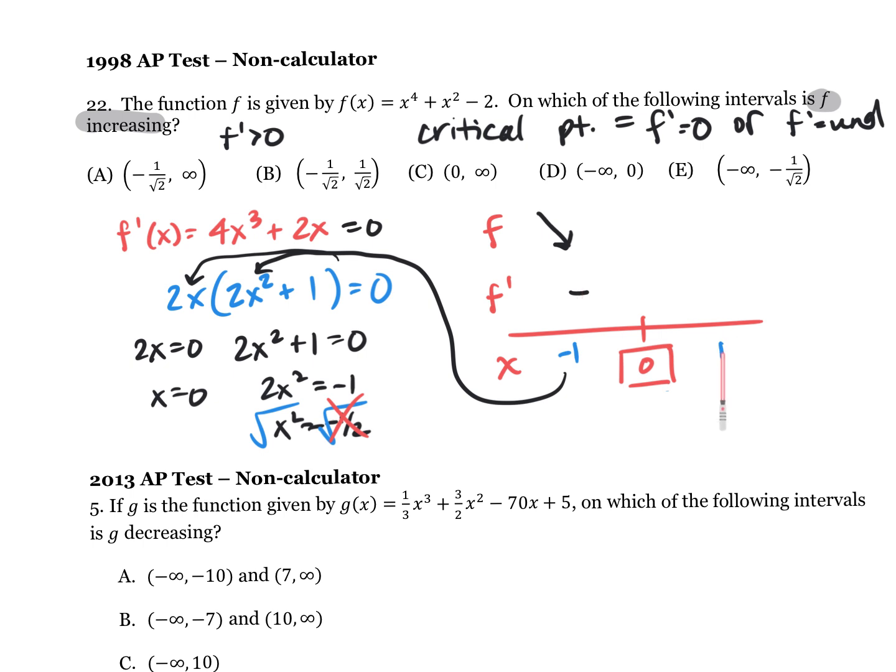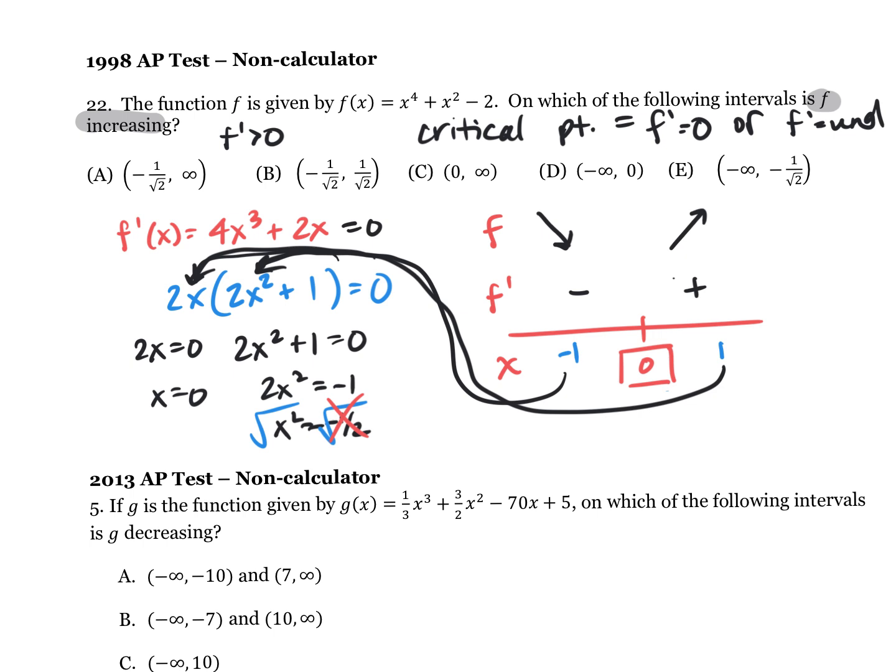Then we got to check something to the right of 0, and we picked 1. So I'm going to go plug that 1 into the same spot. And we got to get the sign, S-I-G-N, of what that f prime value would be. If I plugged a 1 in here, do you agree this would be a positive value times a positive value? Positive times a positive is a positive. Therefore, if f prime is positive, what's my function doing? It's increasing.